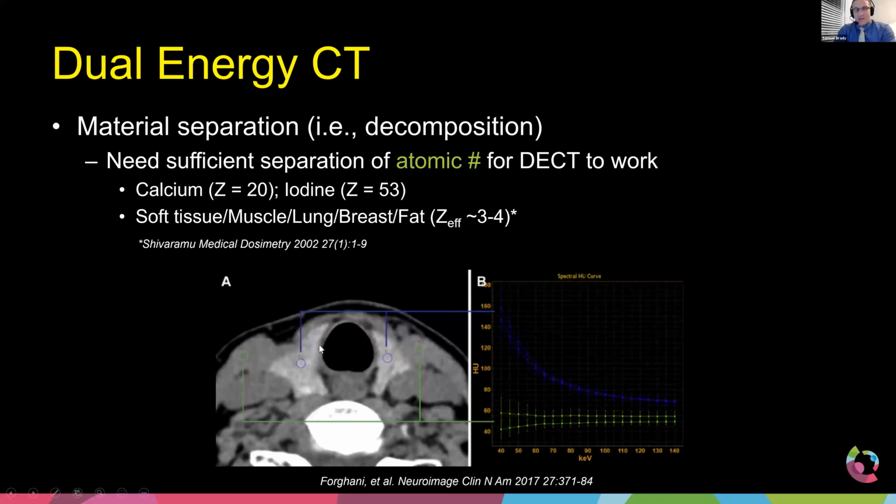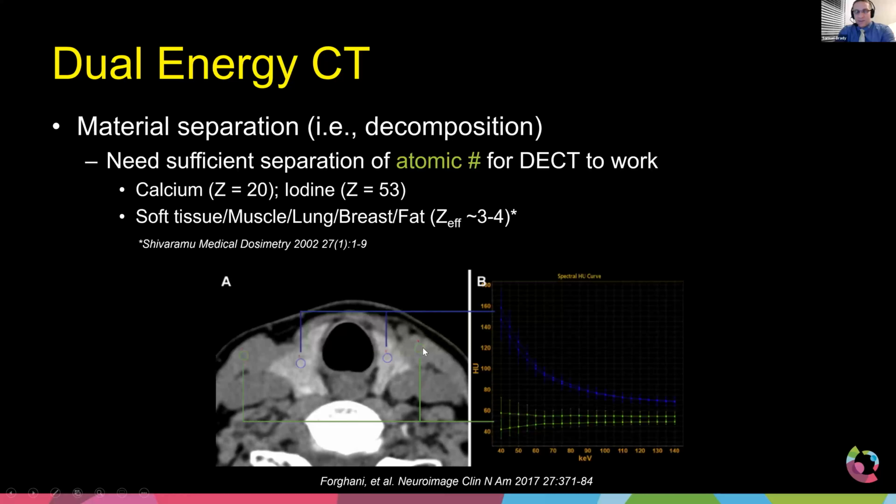Now, the other aspect of this is it depends on the atomic number of the material we're trying to identify. As you see in this image of the neck, the thyroid is somewhat enhanced, so it's going to have probably some iodine in it. Therefore, when we put ROIs in it and image it at different energies, it's going to have a spectrum. It's going to be not as bright, so more gray at the higher energies, but much more intense, brighter, whiter at the lower energies.